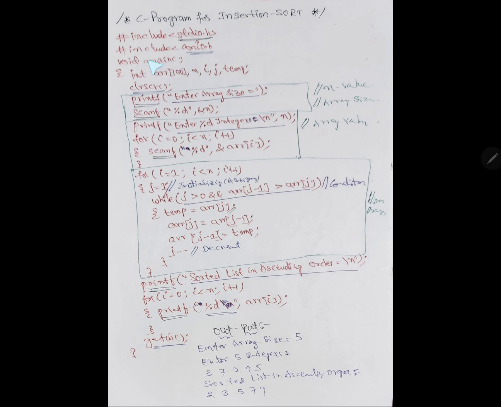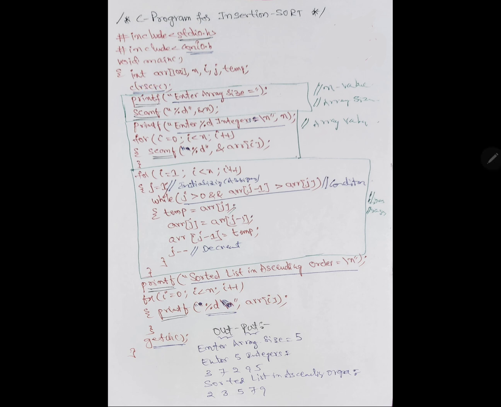The main program starts from here. Hash include is the preprocessor directive, stdio.h is the standard input output header file. The console input output header file is this. stdio.h consists of the printf and scanf functions, print format and scan format functions. Printf is the output function, scanf is the input function. It will store the values.